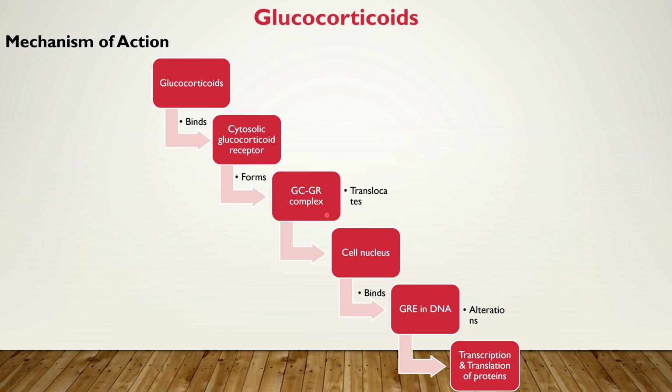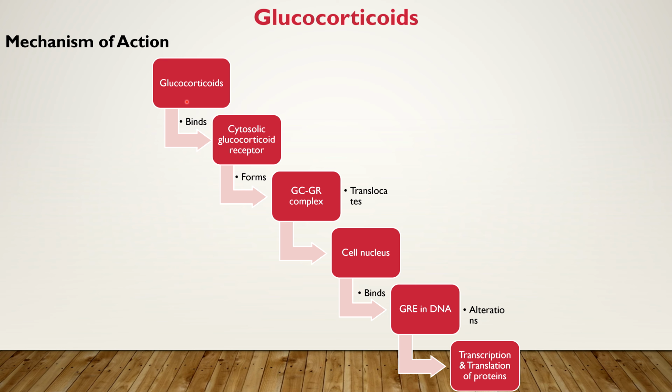So this complex itself translocates into the cell nucleus. After entering the cell nucleus, it will bind the glucocorticoid receptor response element in DNA. Usually this element is present at the promoter region of the DNA, so it will start the transcription.